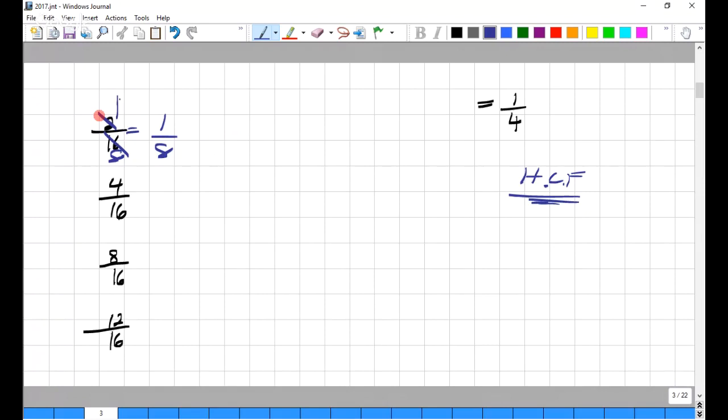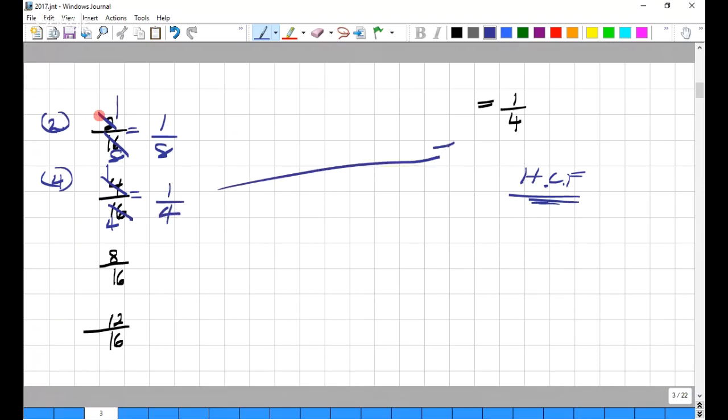1/8. We're dividing the numerator and the denominator by the same factor. In this case, we're using the HCF of 2. Let's go with 4 and 16. What's the highest common factor of 4 and 16? 4. So 4 could go into 4 one time and 4 could go into 16 four times. The reduced fraction would be a quarter.